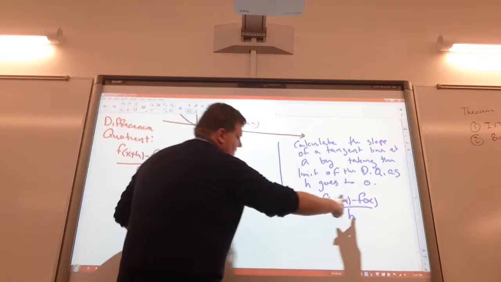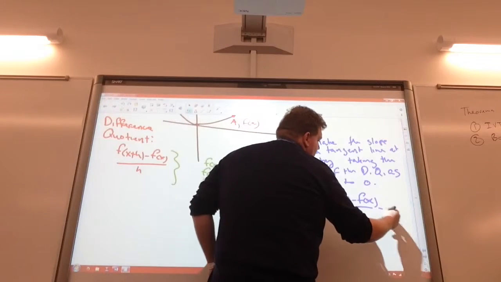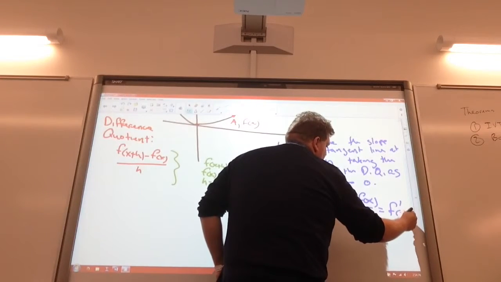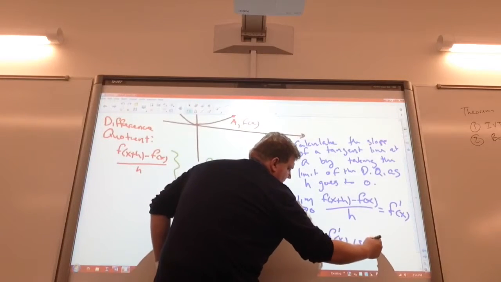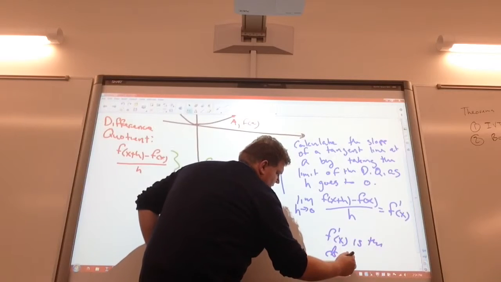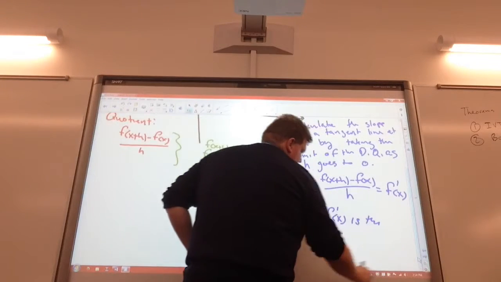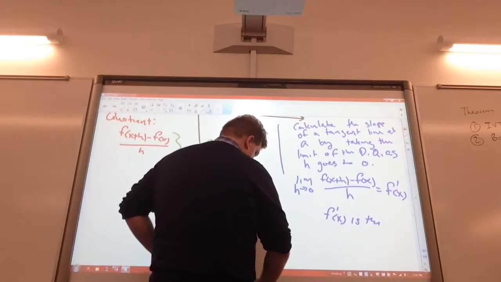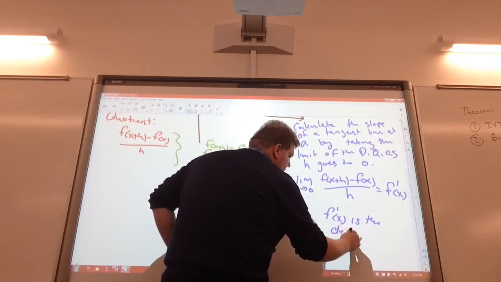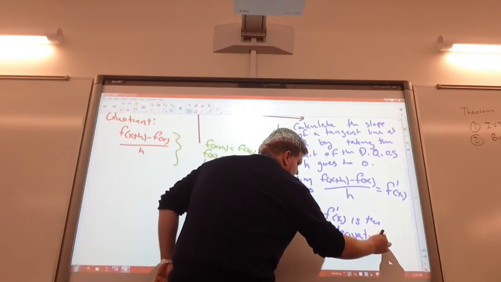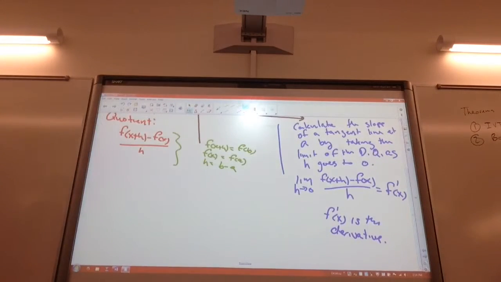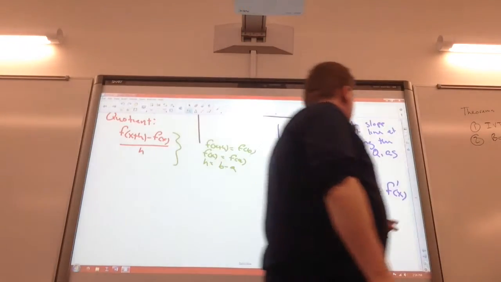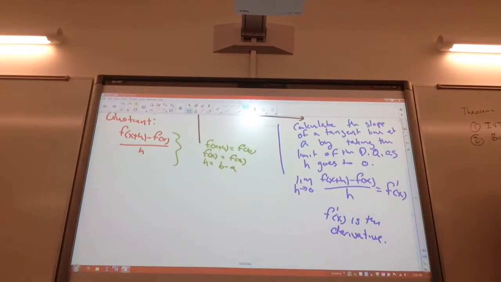This thing right here is called f prime of x. And f prime of x is the derivative. It's actually something called the first derivative. And so what it's doing is it models how you find the slope of a tangent line. Any questions on how this works? Does everyone get the basic idea of what I'm doing?